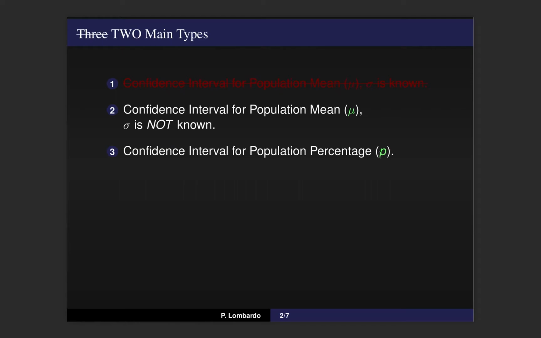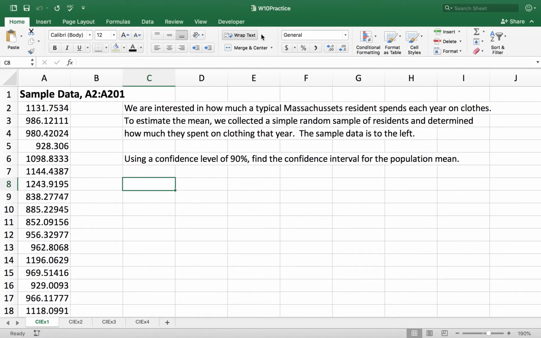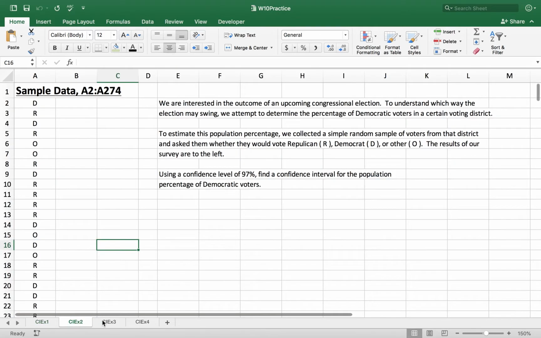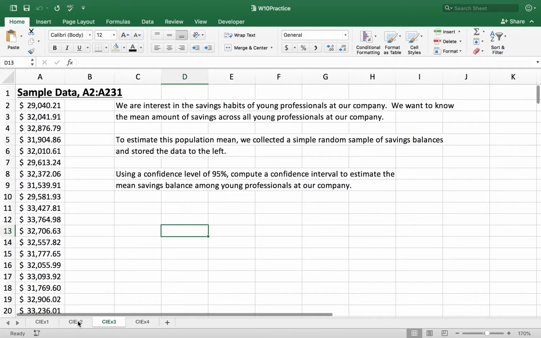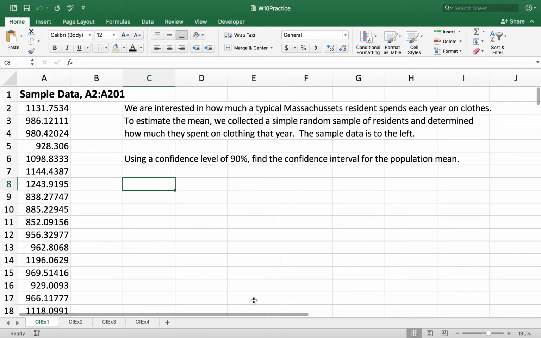All right. Inside of your Week 10 materials, you'll see an Excel workbook called W10 Practice. Inside of there, you have 4 different confidence interval examples. Some are going to be for population percentages, some are for population means. I recommend that you go through after watching these videos and try out these assignments and see if you can get the right answers. I'll be uploading solutions by the end of the week.